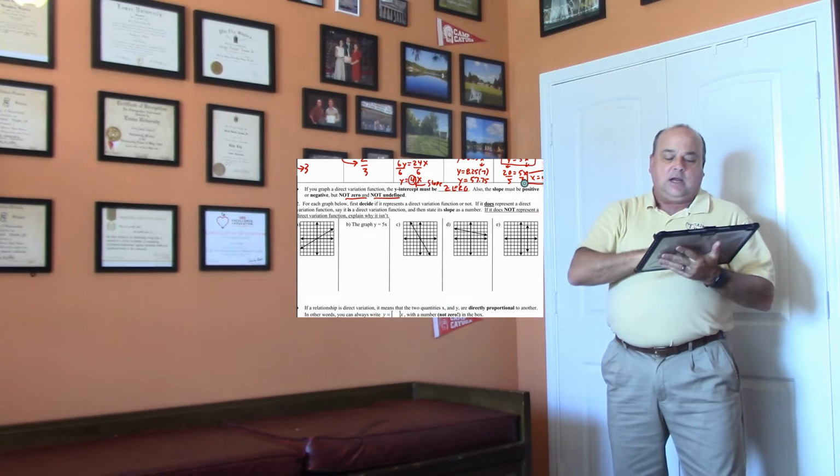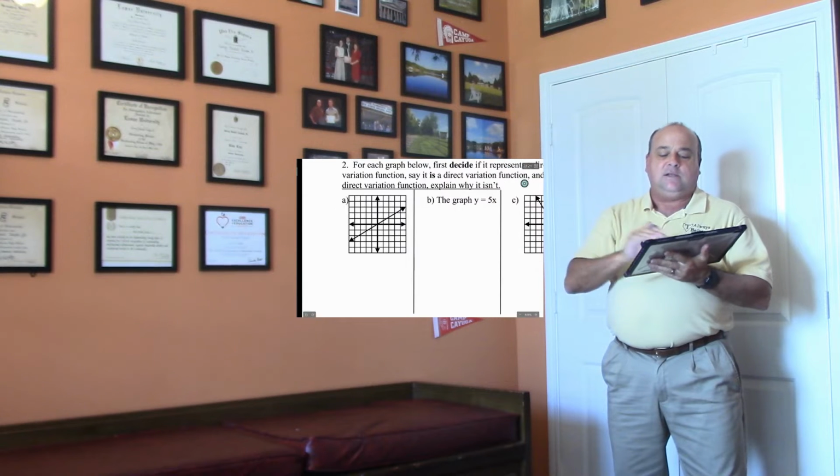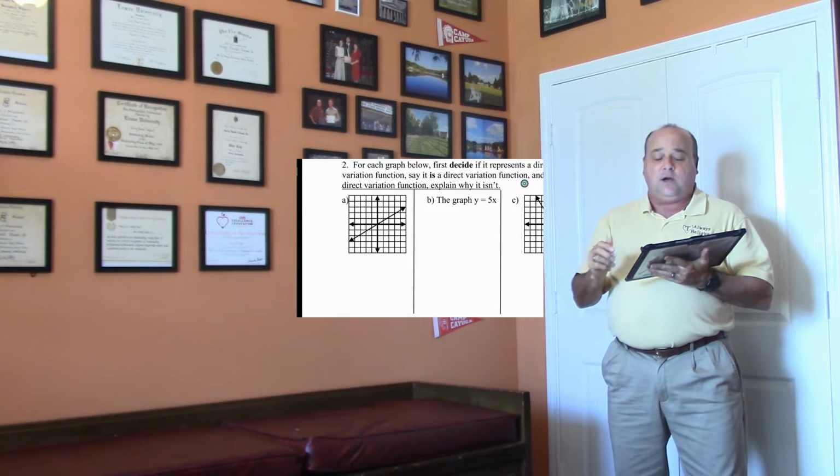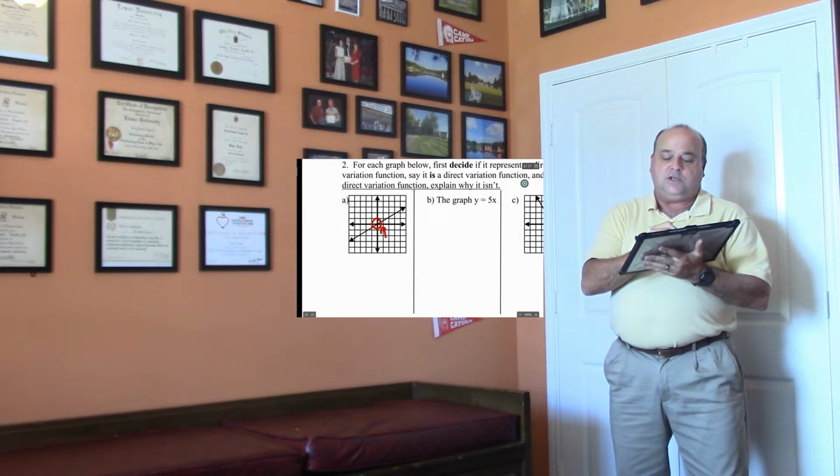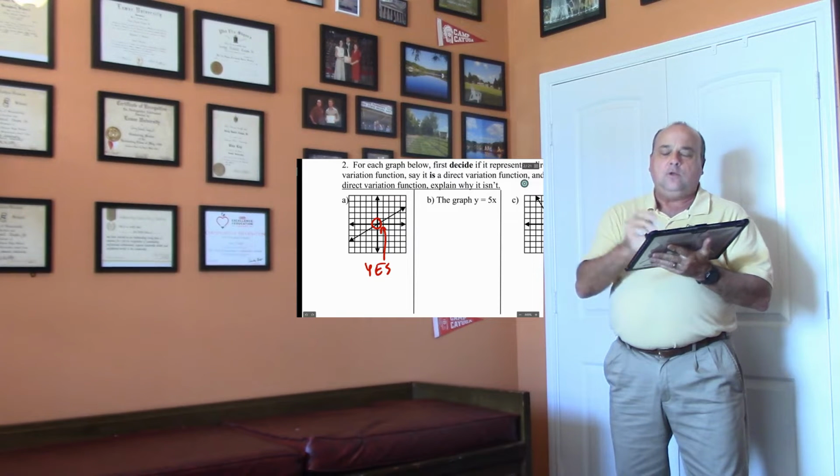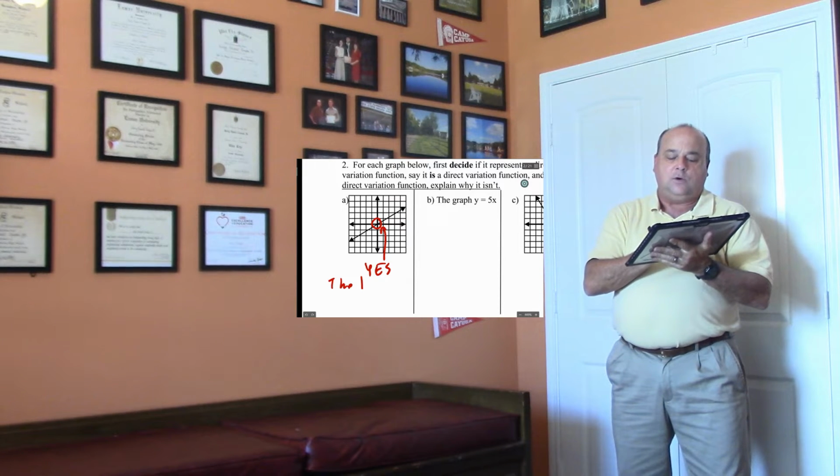And let's keep continuing going. Okay, does this have direct variation? Circle the origin and write yes. You could write the line goes through the origin, right?